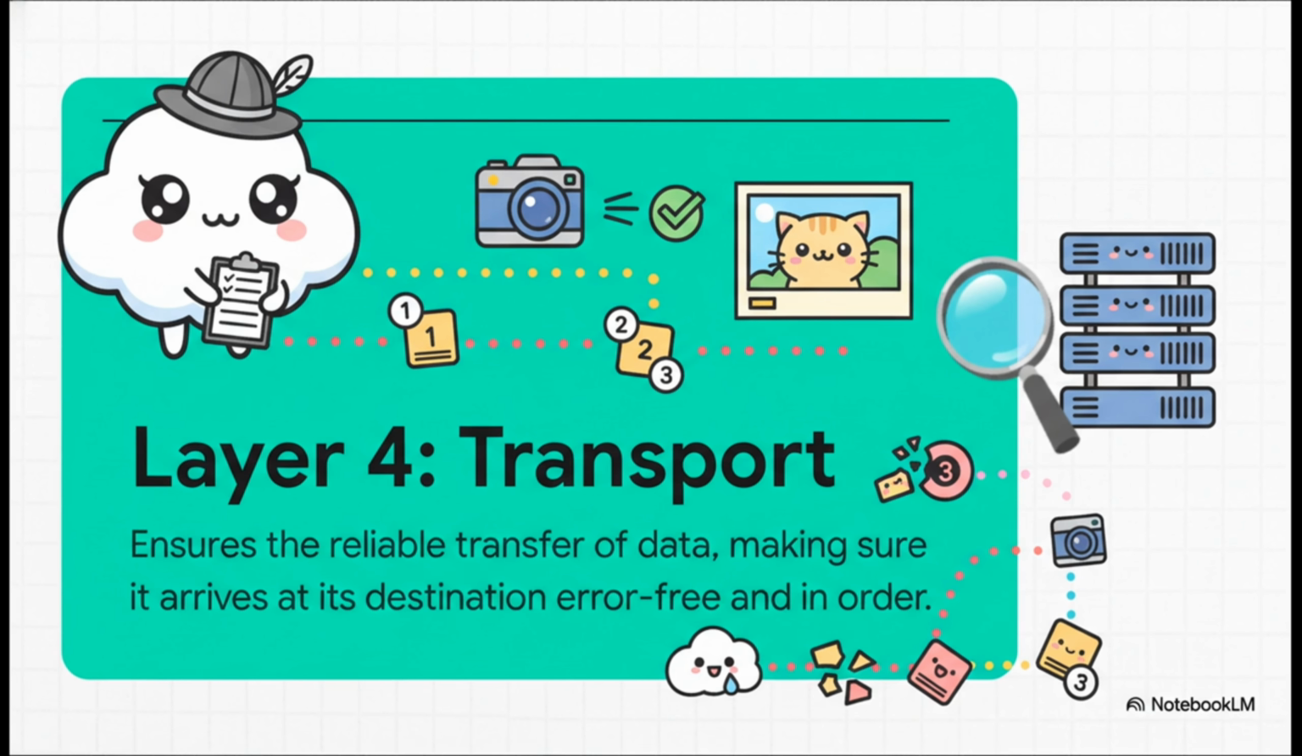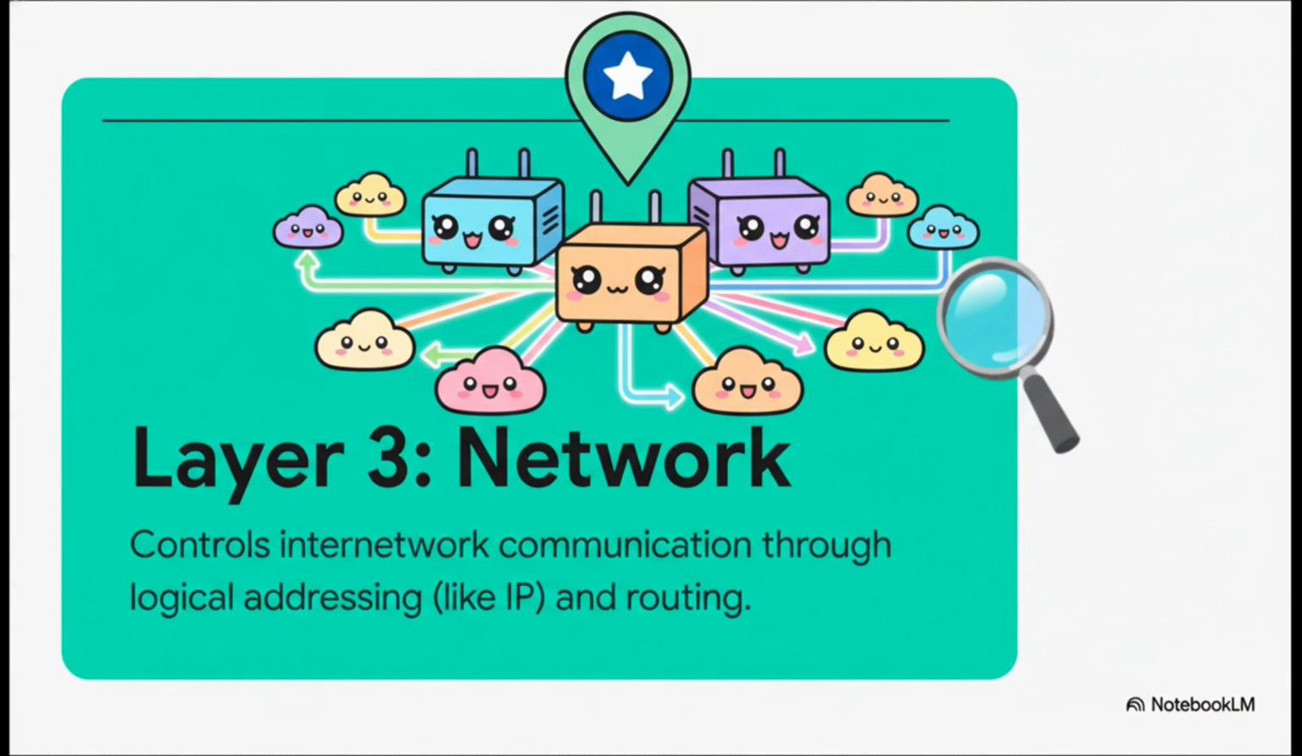This is what guarantees your photo arrives as a perfect picture, not a scrambled mess. Next up, layer 3, the network layer. Think of this as your data's personal GPS. This is where logical addressing happens. Yep, the IP addresses you've heard about, they live right here. And this is the domain of routers. Routers are layer 3 devices, and their entire purpose in life is to look at the destination IP address and figure out the absolute best path for your data to take across the giant, complicated web of the internet.